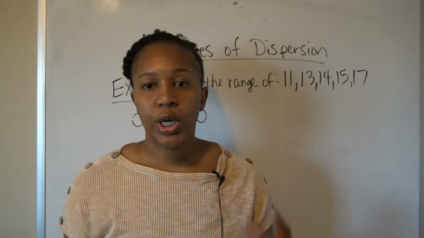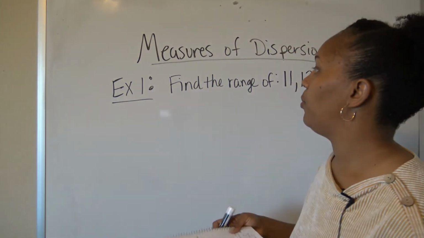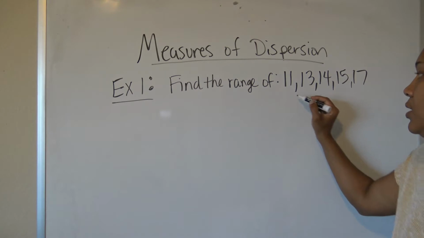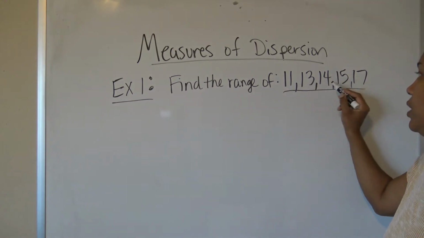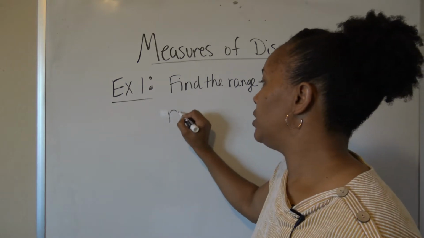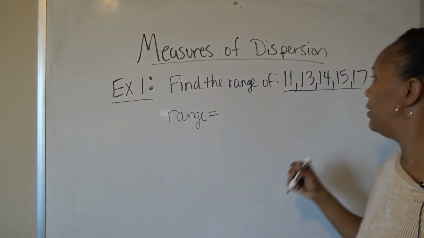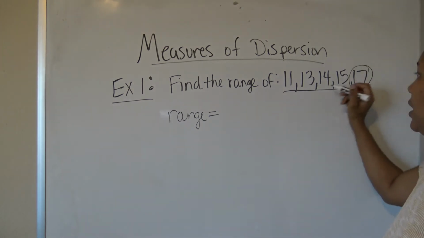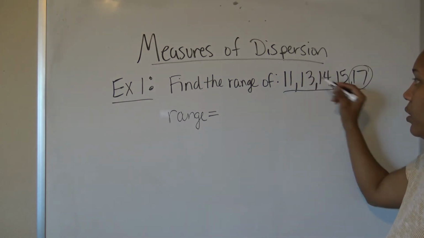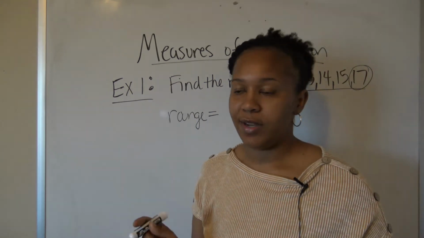Here's a simple example to show you how to find the range. Example 1 says find the range of the data set that contains 11, 13, 14, 15, and 17. So I want to figure out what is my biggest number and what is my smallest number in this data set. The biggest number is 17, and this one is in order, so it's easy to find the biggest and the smallest. But not every data set is given in order.